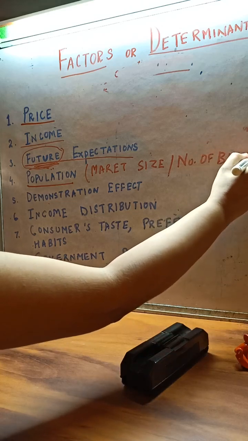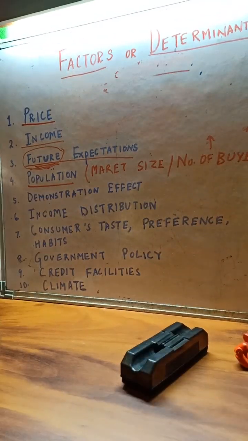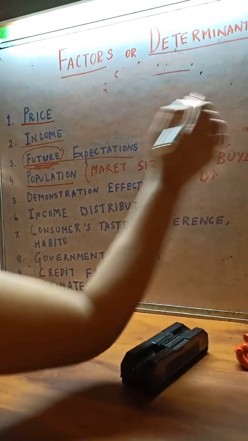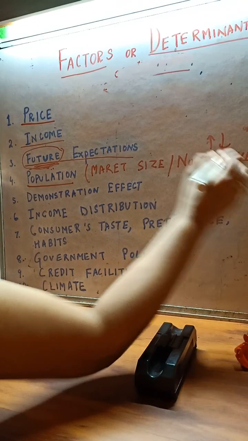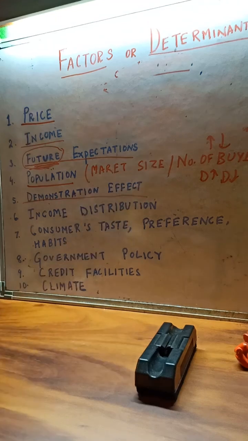Now what if the number of buyers in the market rise? If there's a rise in the number of buyers, definitely demand will increase. If there's a fall in the number of buyers, definitely demand will fall. Yes or no?